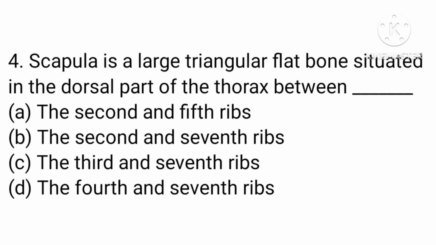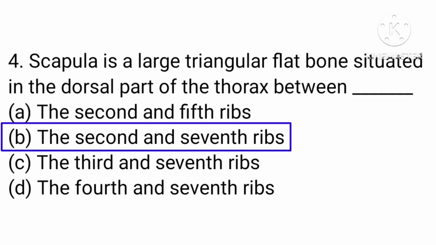Question number 4. Scapula is a large triangular flat bone situated in the dorsal part of the thorax between option A the second and fifth ribs, option B second and seventh ribs, option C third and seventh ribs, option D fourth and seventh ribs. Correct answer option B second and seventh ribs.